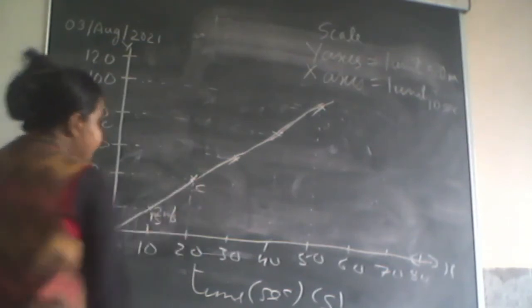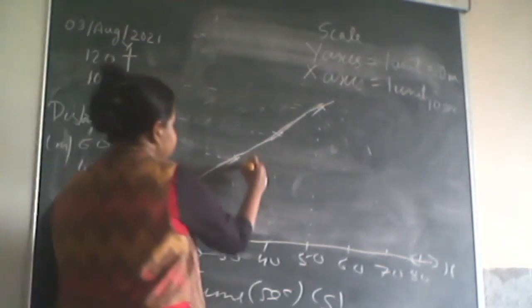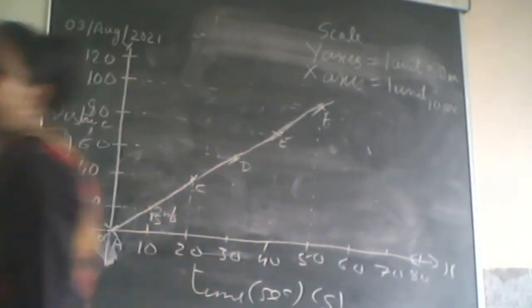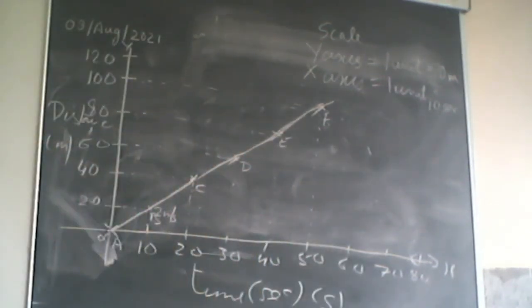what is the speed of C point? What is the speed of C point? For C, I'm asking. First, let's do for C.